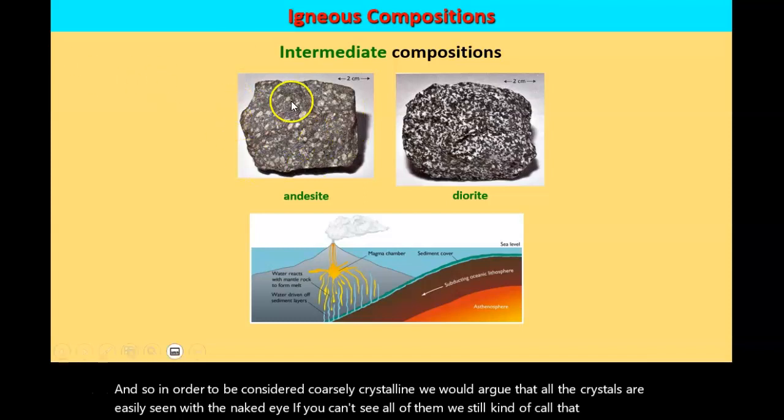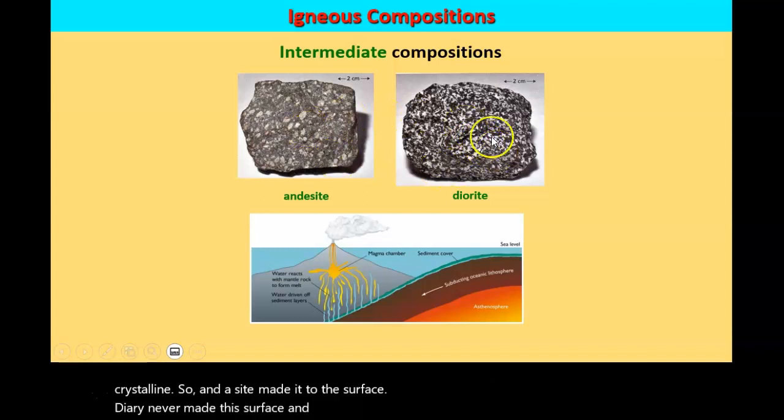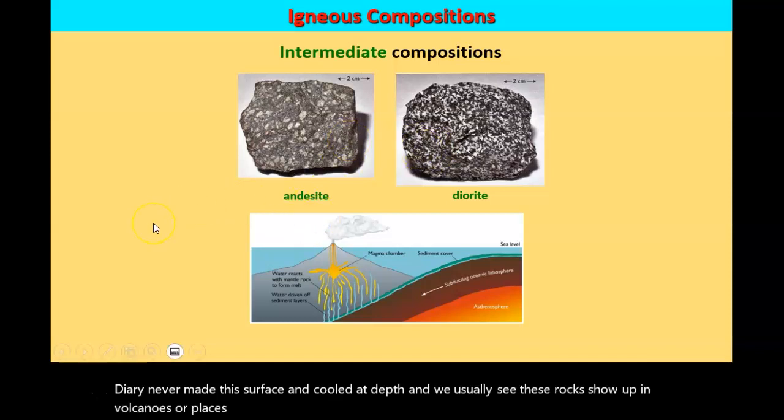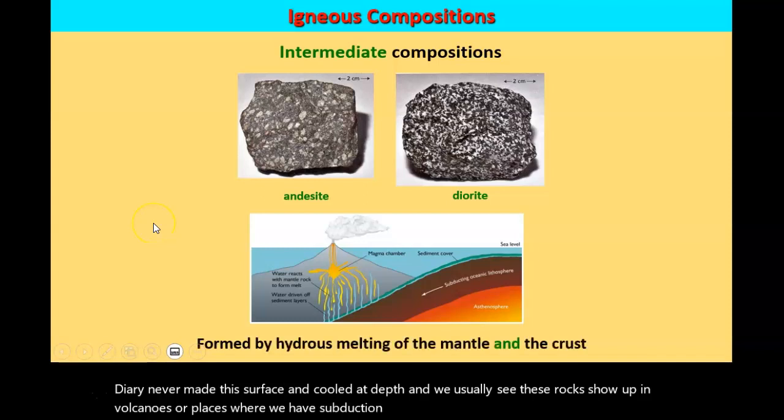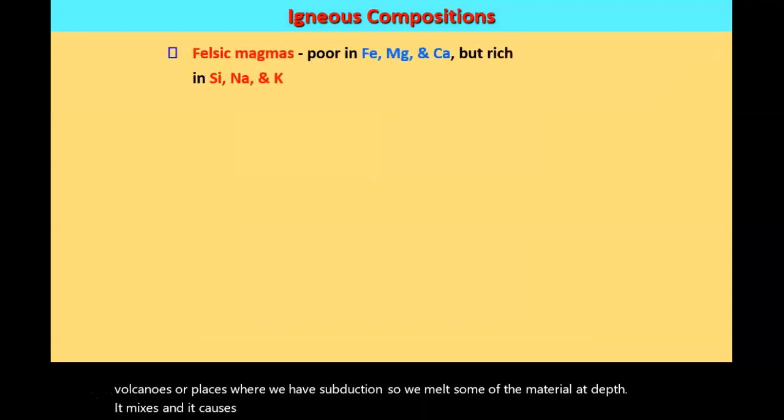So andesite made it to the surface. Diorite never made it to the surface and cooled at depth. And we usually see these rocks show up in volcanoes or places where we have subduction. So we melt some of the material at depth. It mixes and it causes new material to come up that's an intermediate composition.